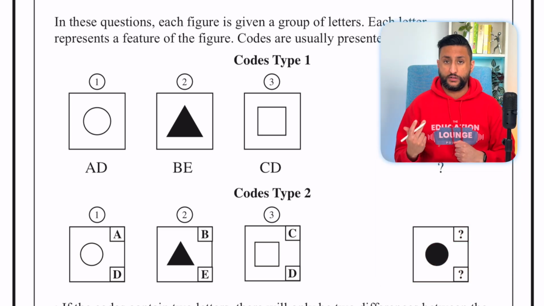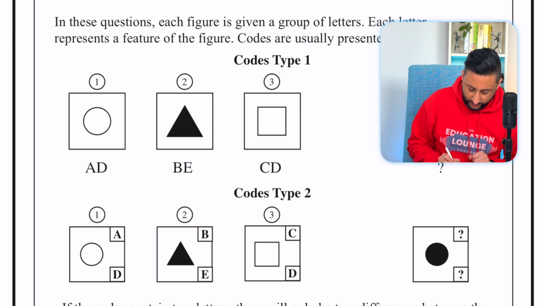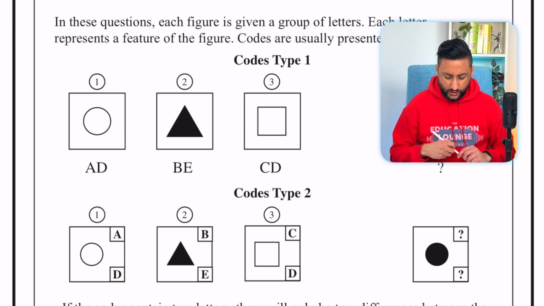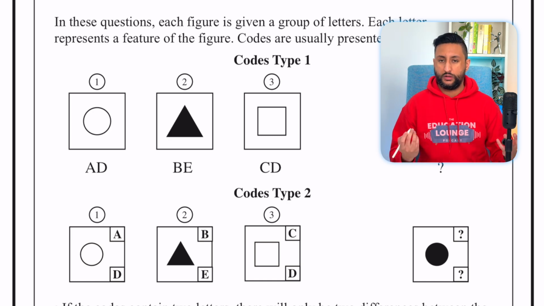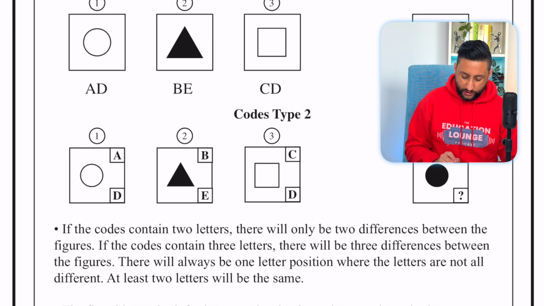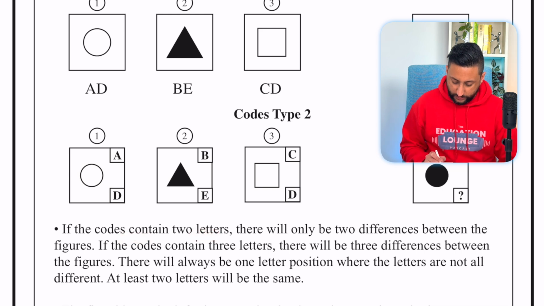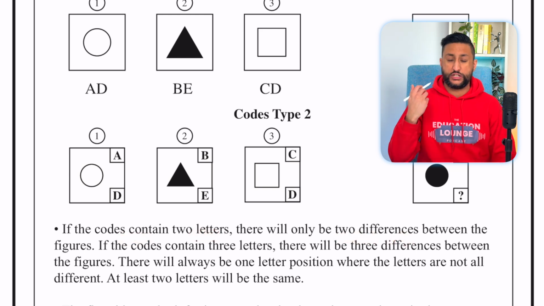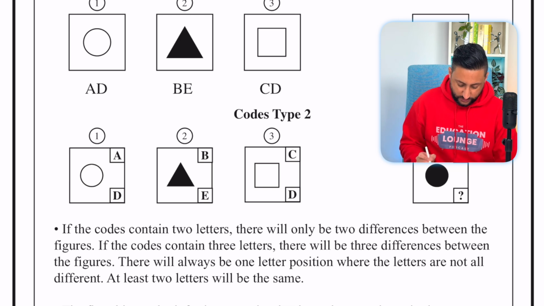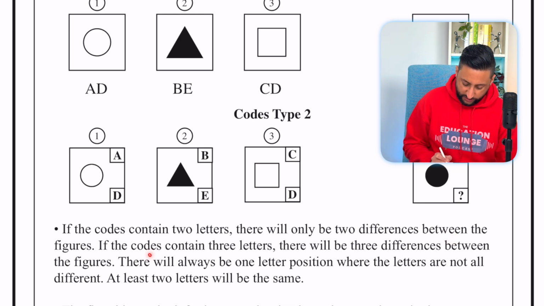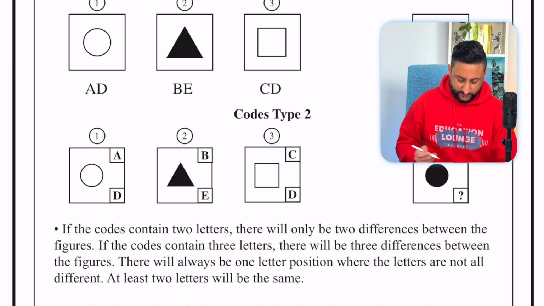But sometimes 2-letter codes can be shown like this within the box. Essentially, it's just a different way of laying out the same thing. The question doesn't really change. If the codes contain 2 letters, there will only be 2 differences, because each letter stands for one feature of the shape. There will only be 2 differences between the figures. If the codes contain 3 letters, then there'll be 3 differences.